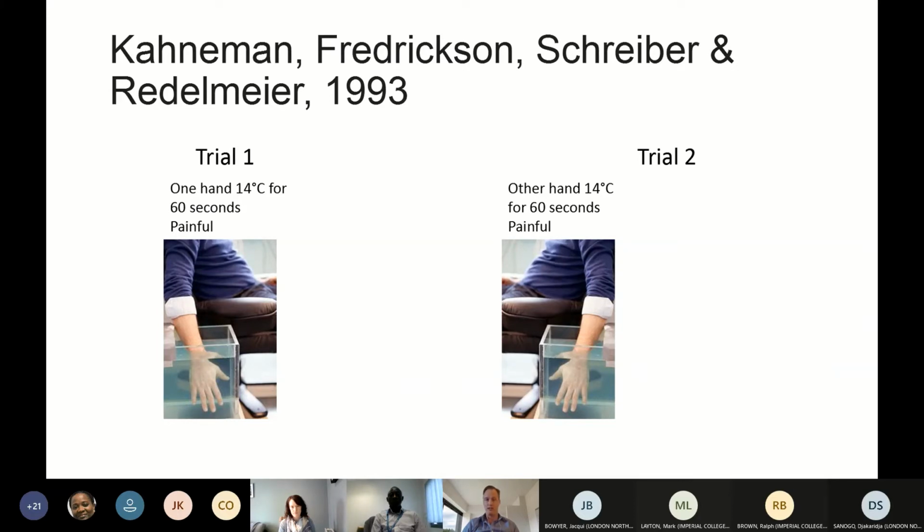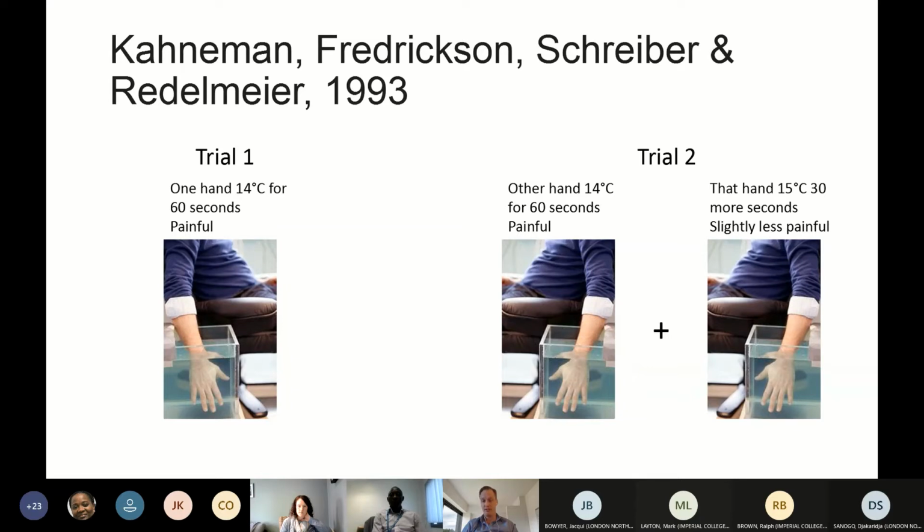What Kahneman and colleagues did is they had a person submerge their hand in water that was 14 degrees Celsius for exactly 60 seconds. Now 14 degrees Celsius doesn't sound that cold if you're from Canada, but it's actually cold enough to cause some pain. That was the first thing they did. Then in trial 2, they had the person put their other hand in another cold water bath at the same temperature, 14 degrees Celsius, for 60 seconds, and they had them rate that pain. But before taking their hand out of the water, they raised the temperature in the bath to 15 degrees Celsius and had them hold the hand in there for 30 more seconds. Now 15 degrees Celsius is still painful, but it's slightly less painful than 14 degrees Celsius.